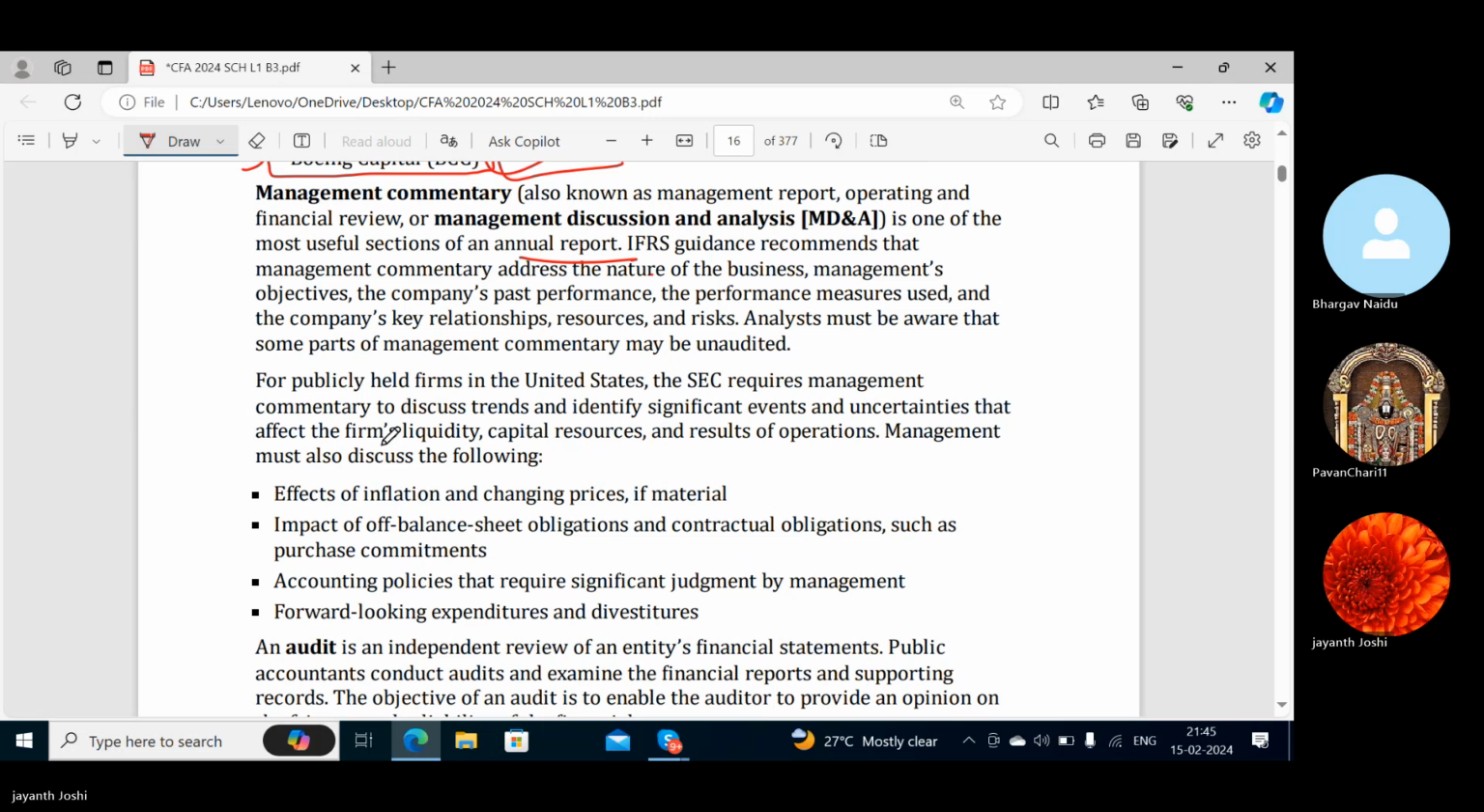For publicly held firms in the United States, the SEC requires management commentary to discuss trends and identify significant events and uncertainties that affect the firm's liquidity. Like what are the aspects that can have an impact on the liquidity of the company? Because if the liquidity of the company is not strong, then they may struggle for working capital requirements. There can be certain issues to run their business operations smoothly on a daily basis. Then also uncertainties about the capital resources.